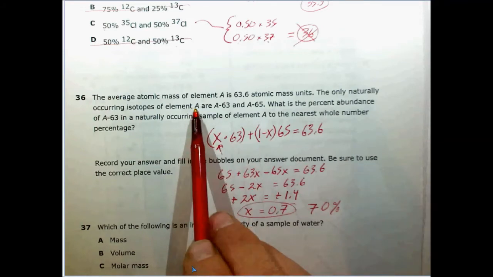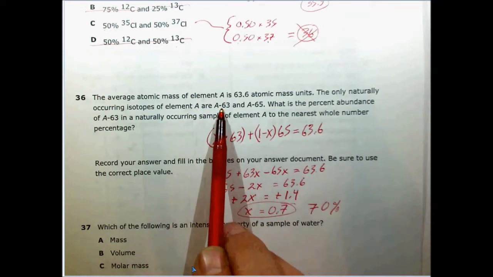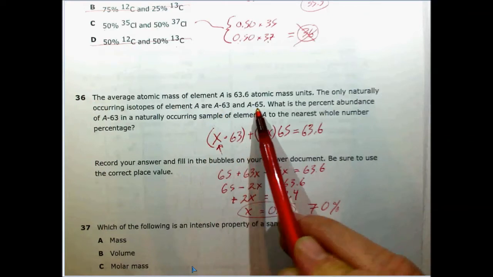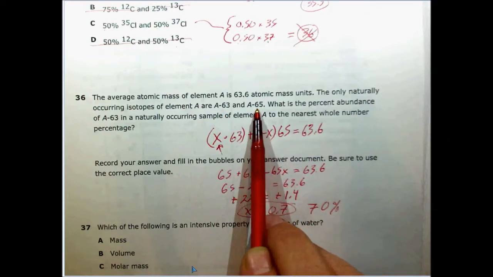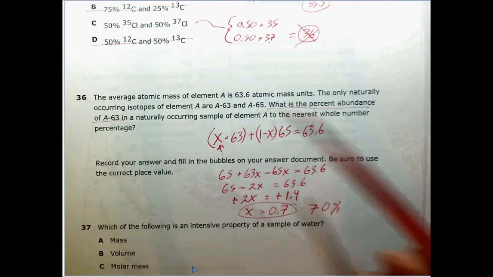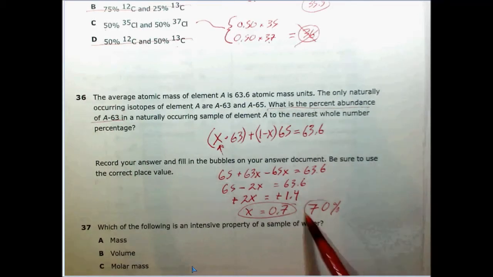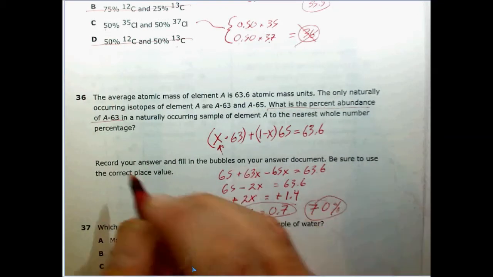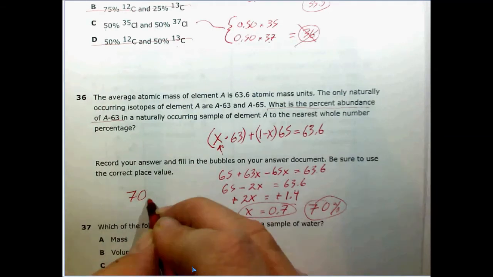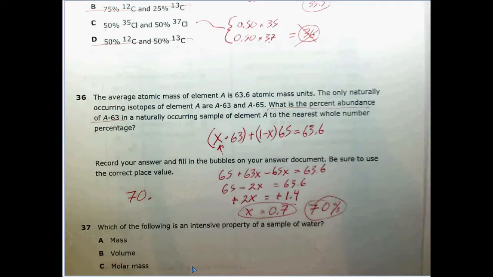So element A is 70% A63, and the remaining 30% A65. They ask us what the percent abundance of A63 is. Whole number percentage was 70%, so on my bubble sheet I would have just bubbled in 70. It did say whole number percentage, so we don't need to put in any of this stuff after.